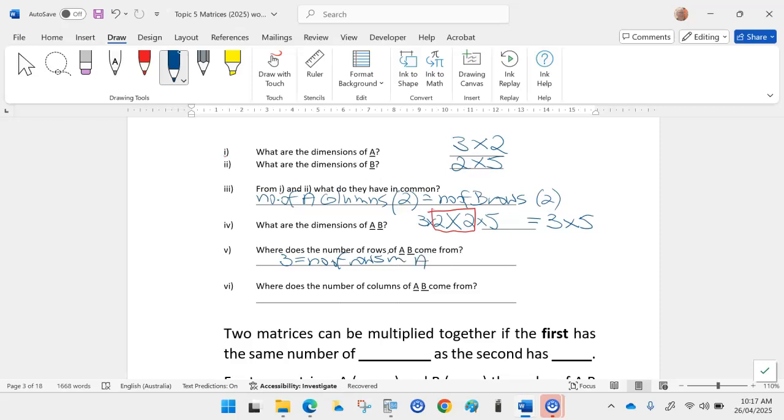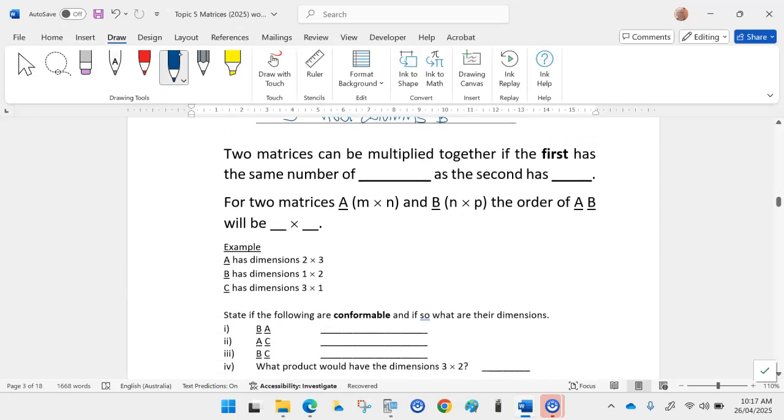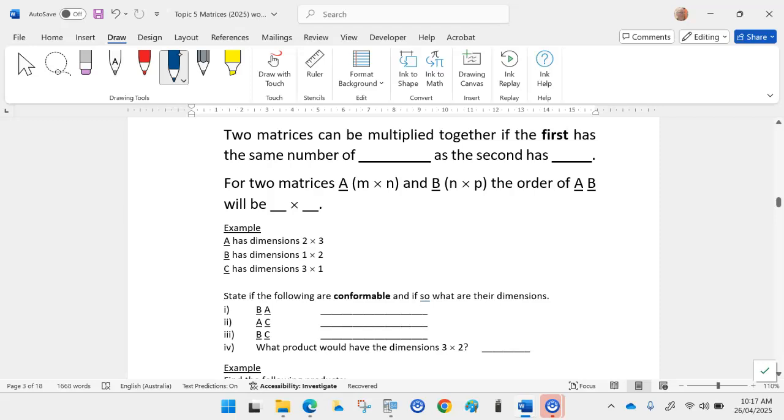And where does the number of columns in the product AB come from? Well, it's 5, and it comes from the number of columns in B. Make sense? Here's a biggie. Two matrices can be multiplied together if the first has the same number of columns as the second has rows.